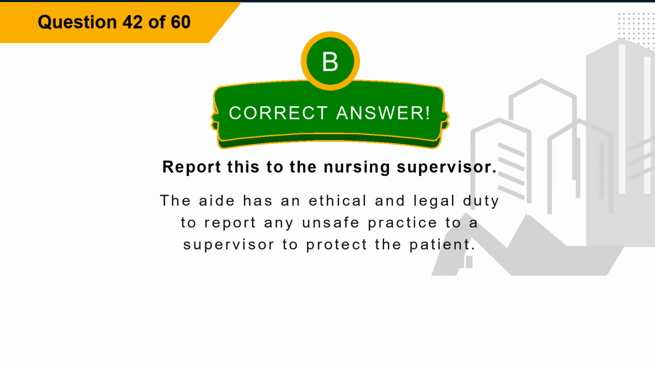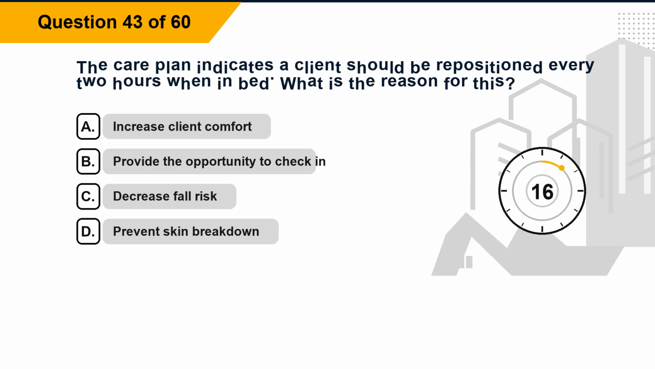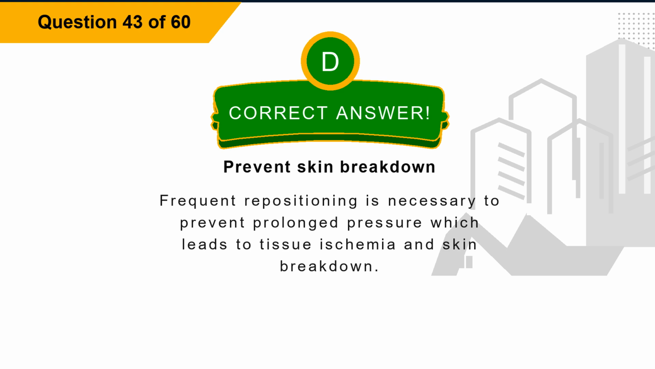Explanation: the aide has an ethical and legal duty to report any unsafe practice to a supervisor to protect the patient. Question 43. The care plan indicates a client should be repositioned every 2 hours when in bed. What is the reason for this? Option A, increase client comfort. Option B, provide the opportunity to check in. Option C, decrease fall risk. Option D, prevent skin breakdown. The correct answer is option D, prevent skin breakdown.